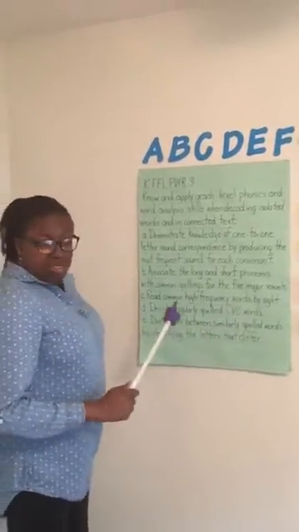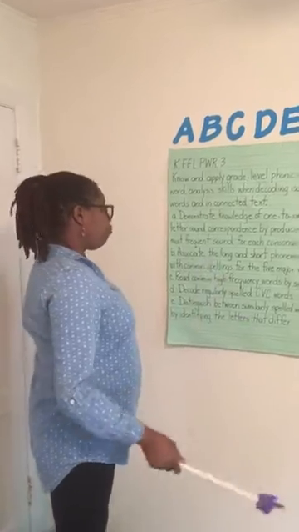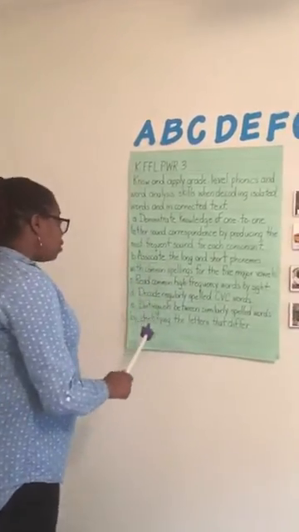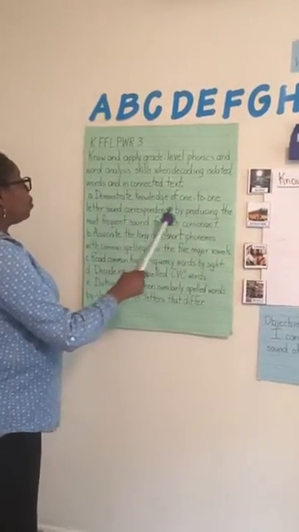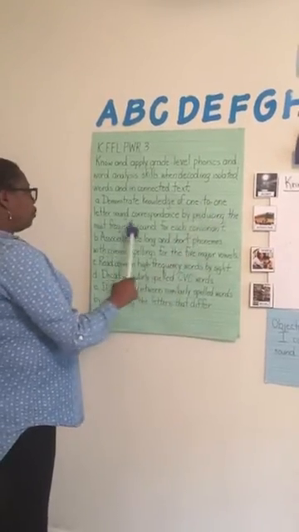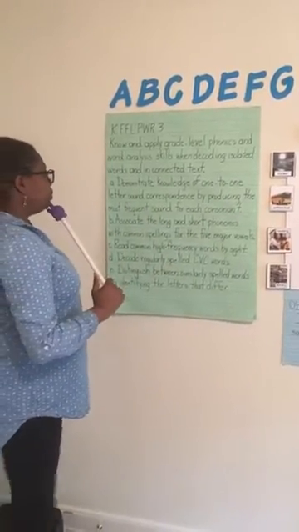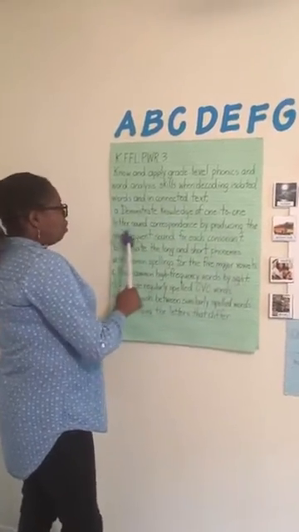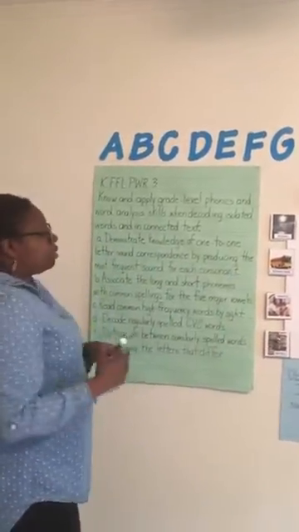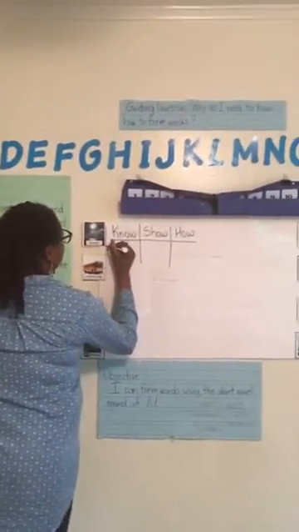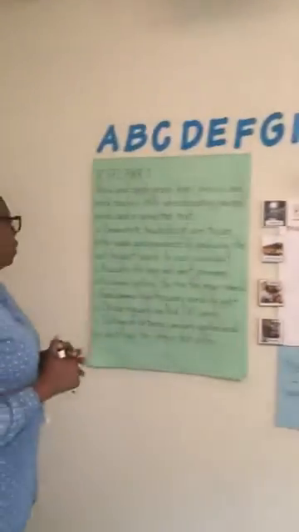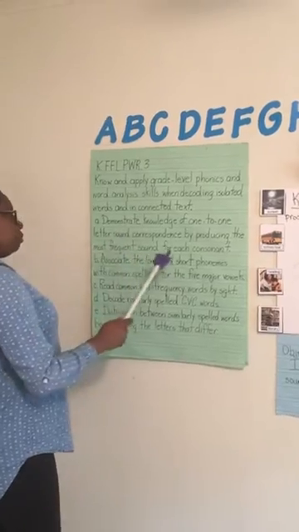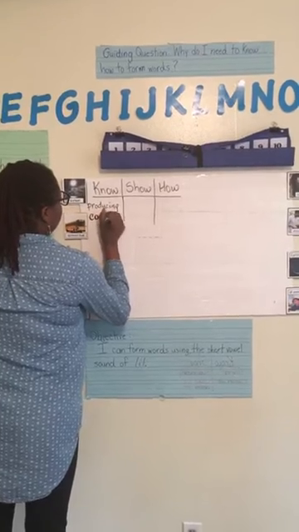All right, so that's a lot of standard, but today we're going to hone in on A, and we're also going to be looking at D. So A says demonstrate knowledge of one-to-one letter sound correspondence by producing the most frequent sound for each consonant. There's something that you need to know. You need to know what producing means. So I'm going to write producing under our know. You need to know what a consonant is. Say consonant. So I'm going to write consonant under here.